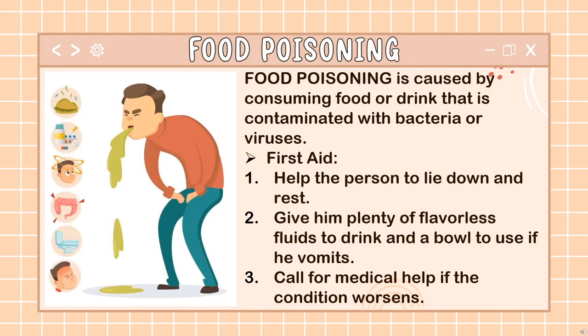Food poisoning is caused by consuming food or drink that is contaminated with bacteria or viruses. The first aid for this is, first, help the person to lie down and rest. Give him plenty of flavorless fluids to drink and a bowl to use if he vomits. Call for medical help if the condition worsens.